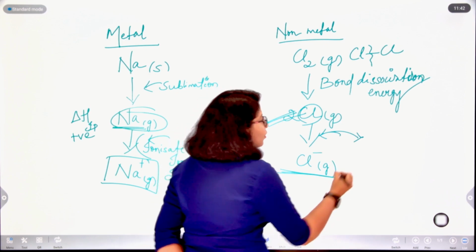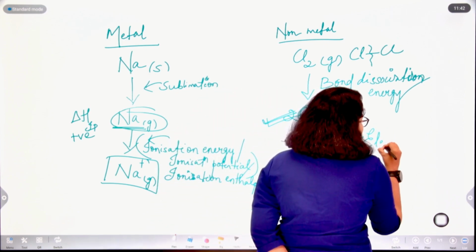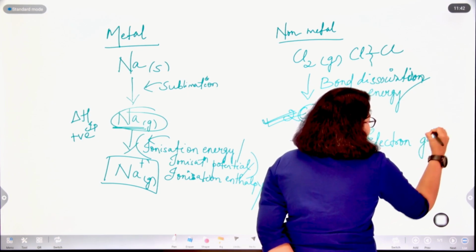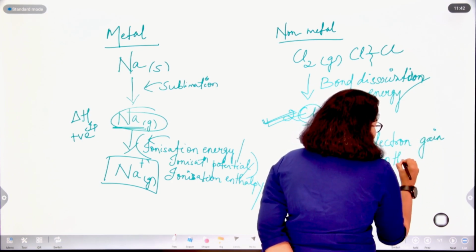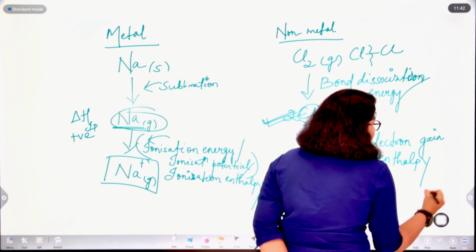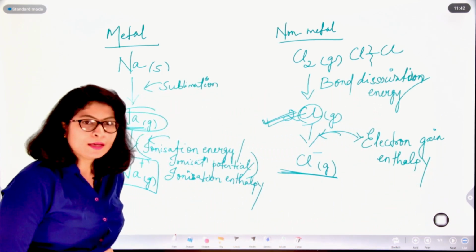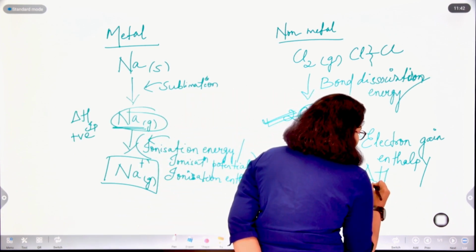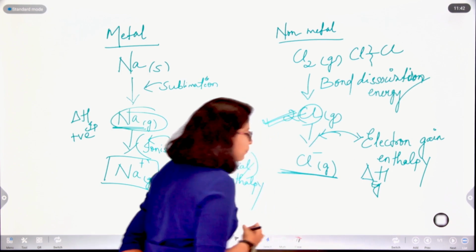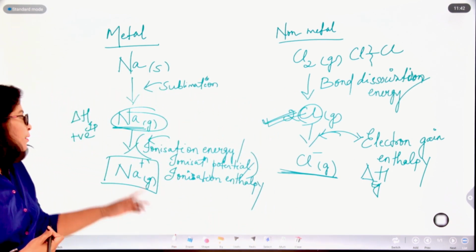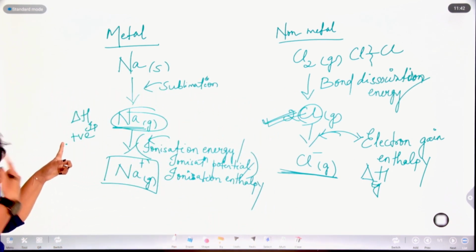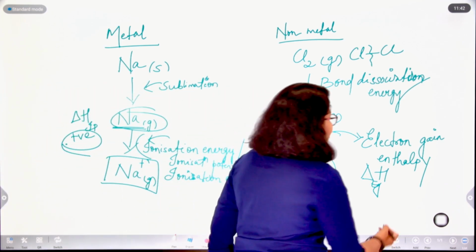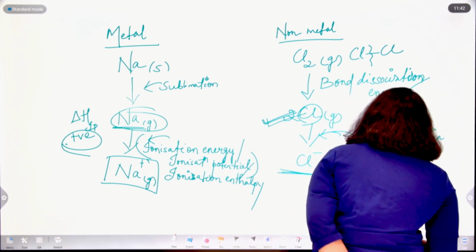gaseous ion is called electron gain enthalpy. It is represented as del Heg because electron gain. So del Heg, and see here, energy was supplied, so it was taken as positive. Here energy is released, therefore it's taken as negative.